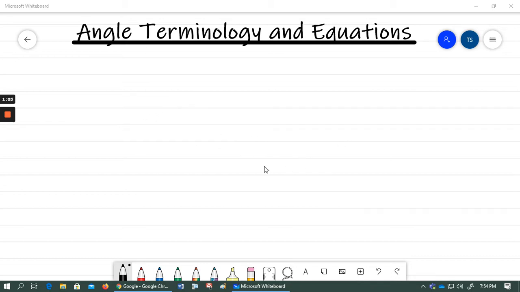But we're going to continue with that. We're going to add in some new information, and we're still going to be dealing with some of those special angle pairs. Here we'll be looking at different examples, especially with equations, and equations with variables. So let's go ahead and get started with that.